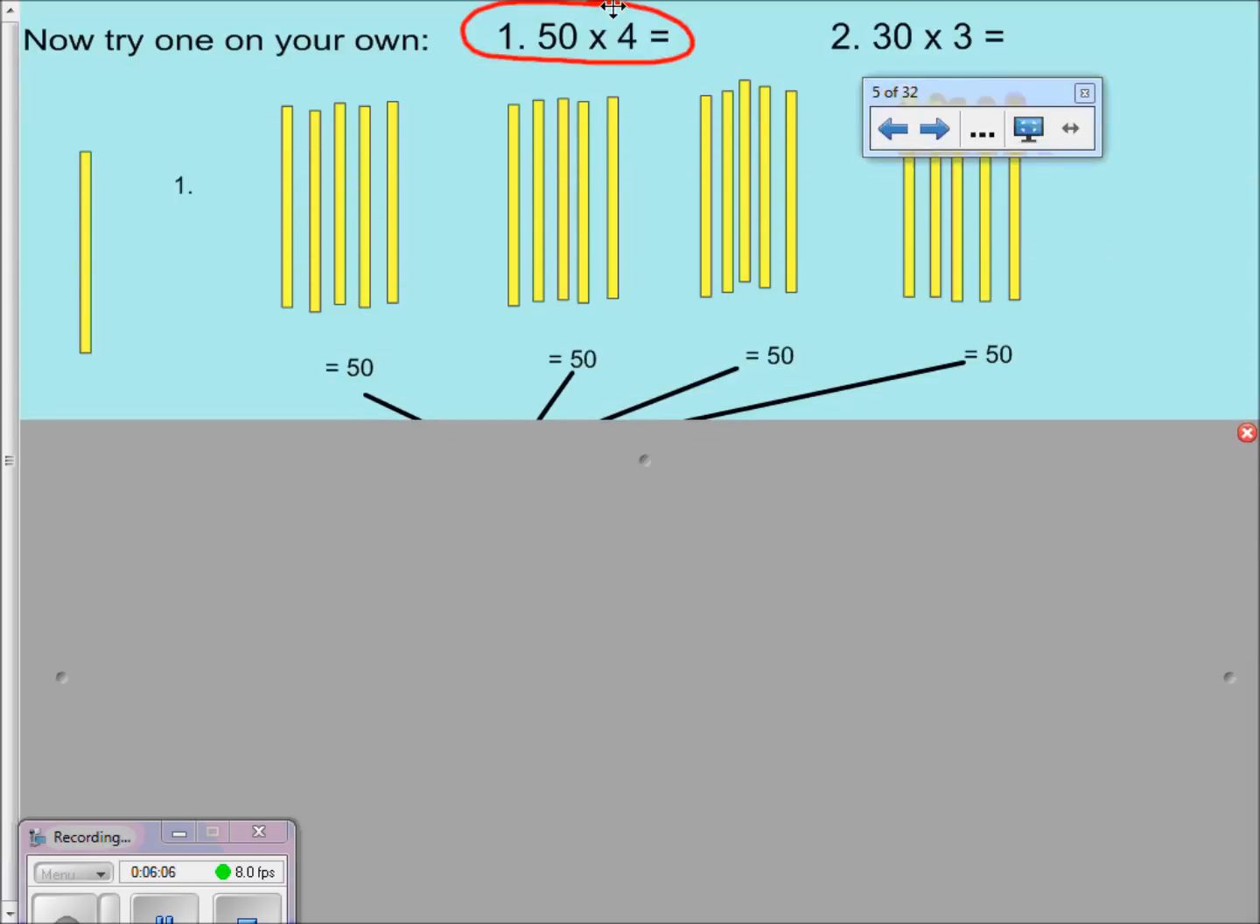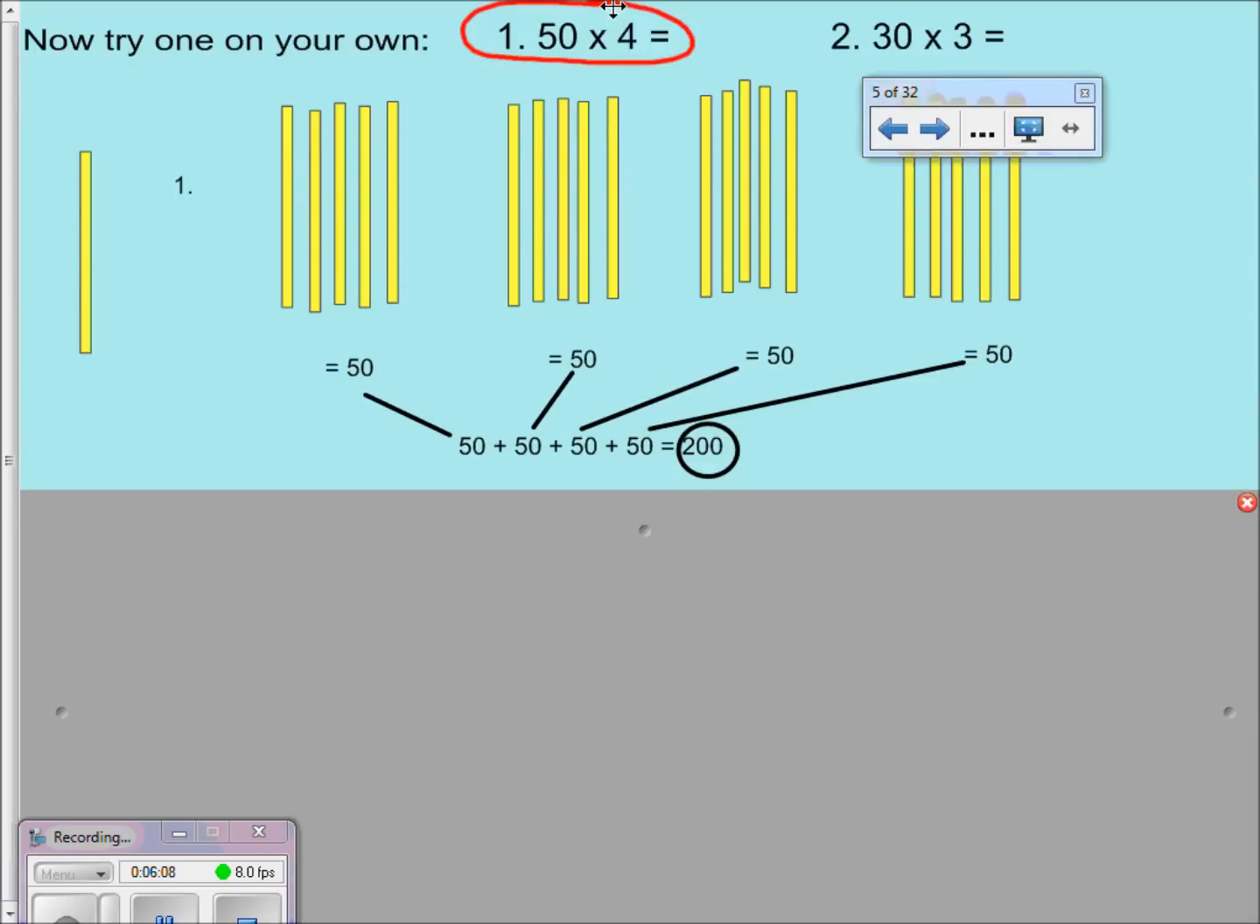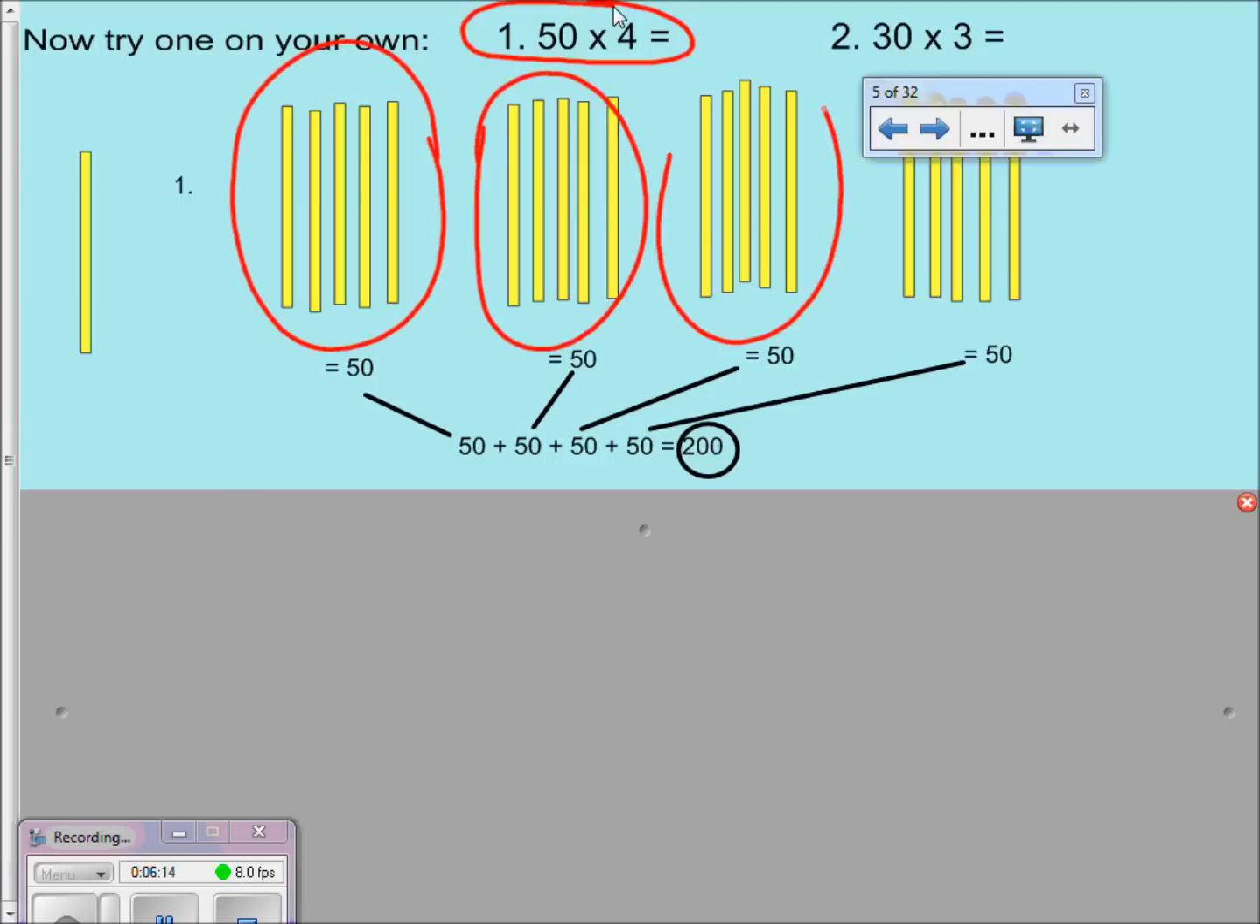Here's what your solution should look like. I have one group of 50 here, another group of 50 here, a third group of 50 here, and my final group of 50. If you add 50 plus 50 plus 50 plus 50, or go by each tens rod, 10, 20, 30, 40, 50, 60, 70, 80, 90, 100, and so on, you would get a total of 200, which means that 50 times 4 is 200.